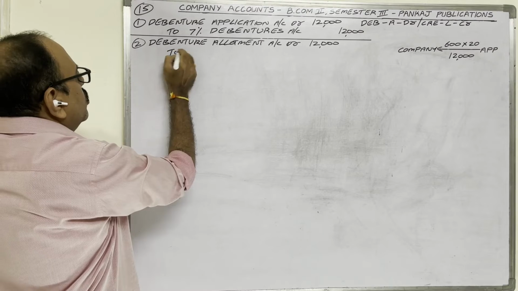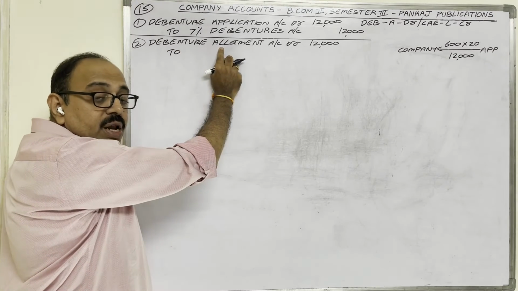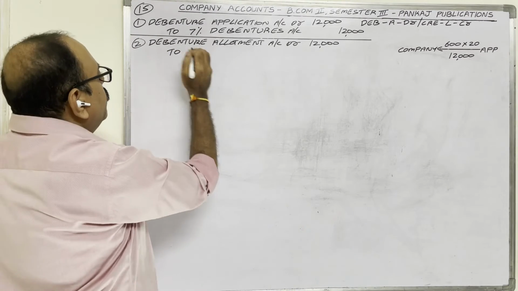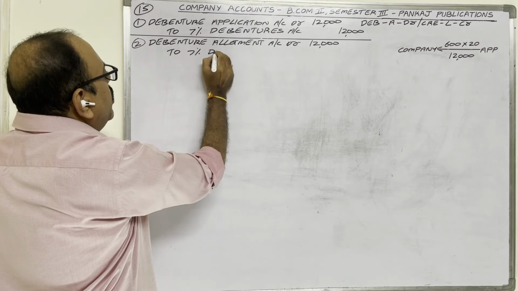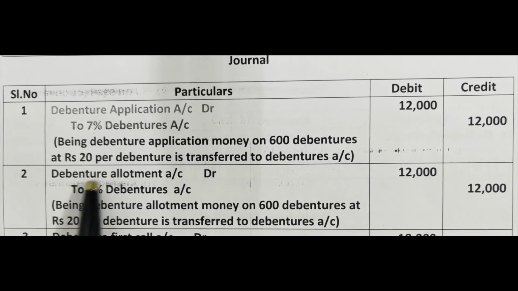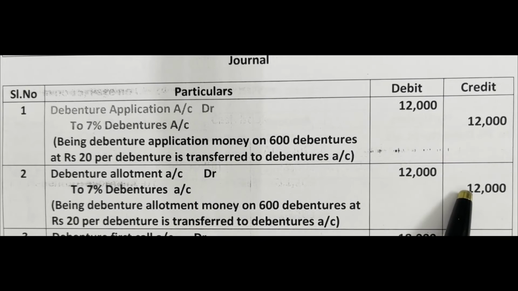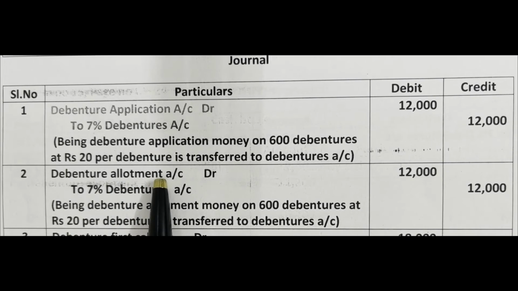Write that. Second, this allotment money we have to transfer to debenture account. Therefore, credit 7% debentures account. Second entry, debenture allotment account debtor to 7% debentures account, 12,000. On 600 debentures at the rate of 20 rupees per debenture, allotment money should come. That amount we are transferring to debenture account now. Mention that as a narration: Being debenture allotment money on 600 debentures at 20 rupees per debenture is transferred to debenture account.